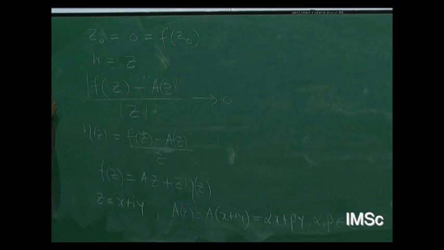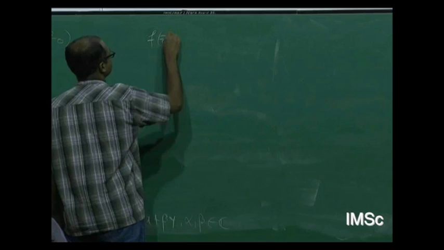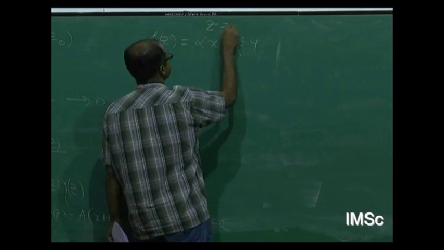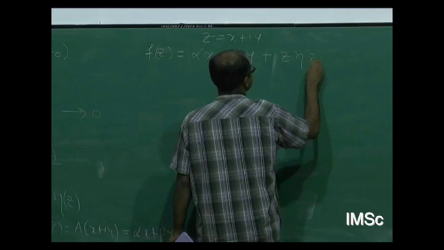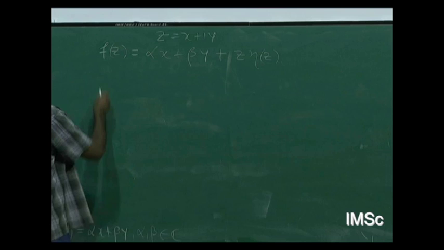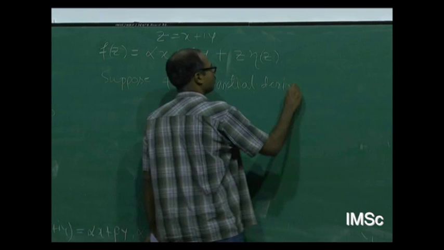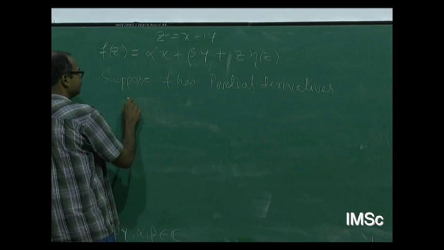So I have f z equals alpha x plus beta y, where I am writing z as x plus iy, plus this z eta z. So now what are alpha and beta? Let's now start assuming that f has partial derivatives with respect to x and y.